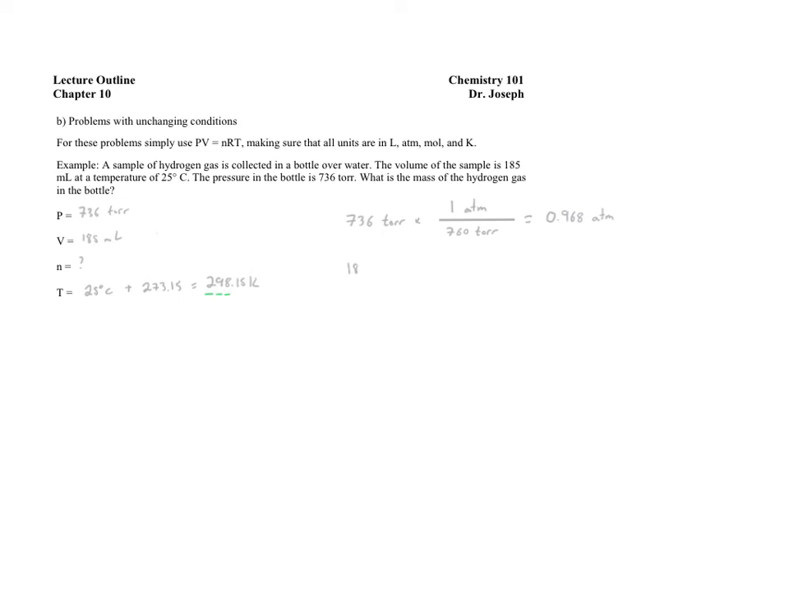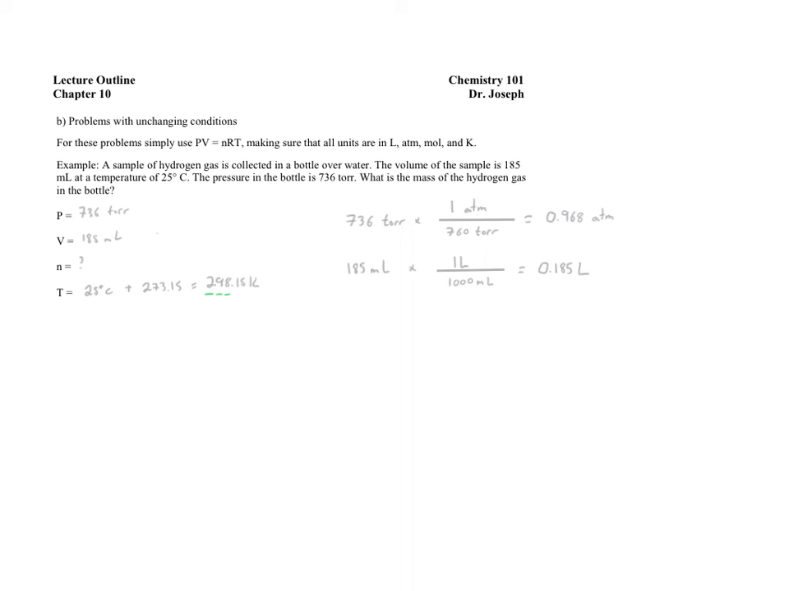Let's also convert our volume, which is in milliliters, into liters. Remember that there are 1,000 milliliters in 1 liter. So our conversion factor would look like this. We have 185 times the conversion factor with 1 liter on top and 1,000 milliliters on the bottom, and we get 0.185 liters.